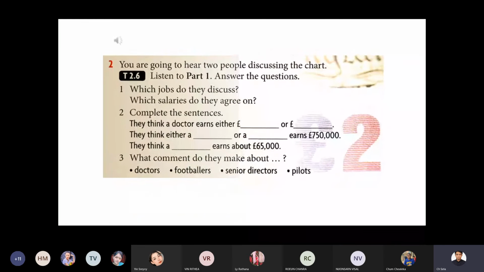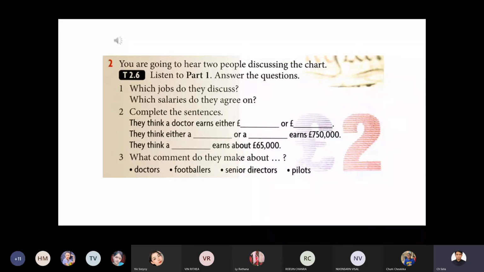And now we go to this one. Number two. You are going to listen to two people discussing the chart. So listen to part one. Answer the question. So we have one, two, and three. But number three here no need to do now. I want you to do number one and number two. Is it okay?